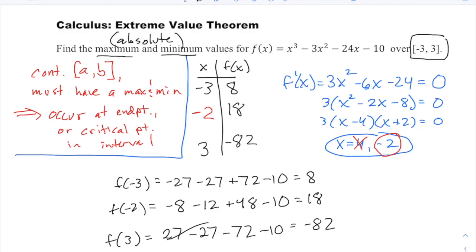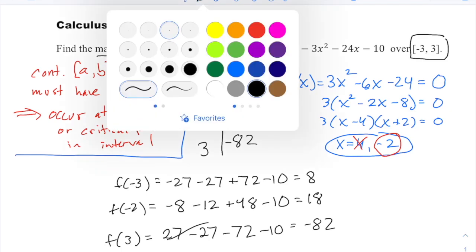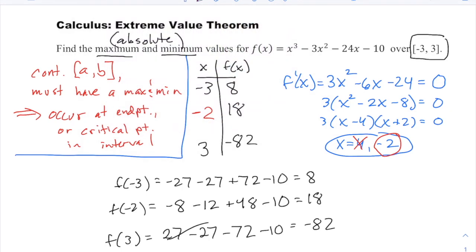And so now you're essentially just looking at these y values. What's the biggest? What's the smallest? So here we go. The biggest y value I got was 18. That's the maximum value. And when they say value, maximum, minimum value, you're always talking about the output of a function, so the y value. The x value is where it occurs. We'll talk about that in a minute. And the smallest value we got out was negative 82.